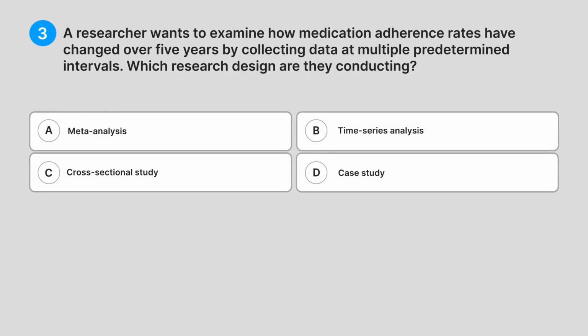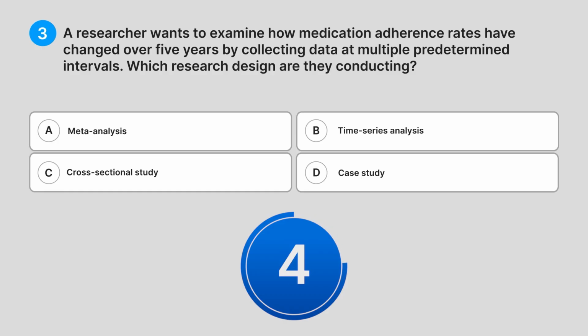3. A researcher wants to examine how medication adherence rates have changed over 5 years by collecting data at multiple predetermined intervals. Which research design are they conducting? A. Meta-analysis. B. Time series analysis. C. Cross-sectional study. D. Case study. Can you guess the answer?